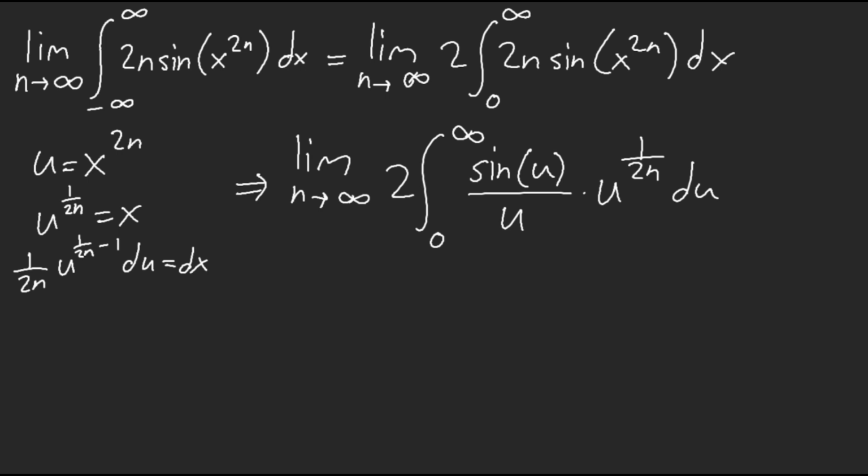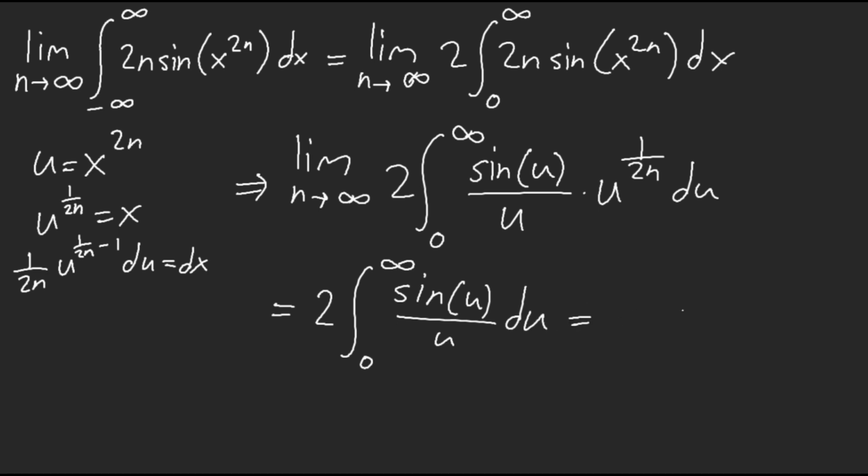Now, are we safe to plug in this limit as n approaches infinity? Yes, we can, because it's just this. So 1 over infinity, that's just 0. So, as you can see, we clearly have a Dirichlet integral, sine of u over u du. Cool, so now this is equal to 2 pi. Okay, and that's it. Alright, that's our last integral. Not too bad.